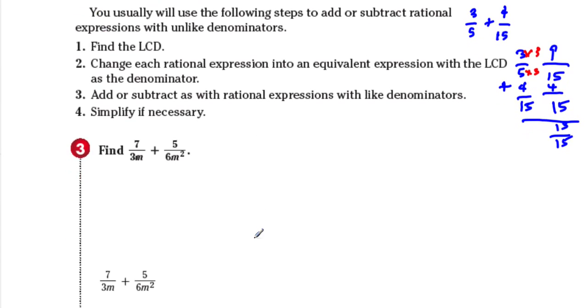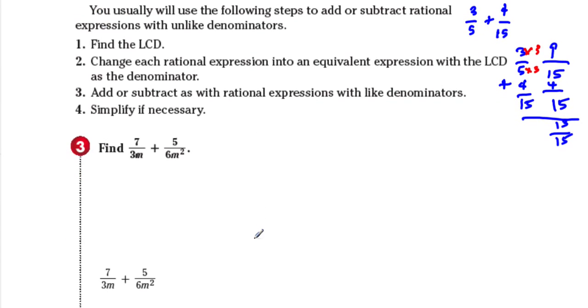Just like adding fractions, adding rational expressions is basically very similar. Let's take a look at example 3. We want to find 7 over 3m plus 5 over 6m squared. Okay? We want to find the factors of 3m, which is 3 times m. We want to find the factors of 6m squared, which is 2 times 3 times m times m.